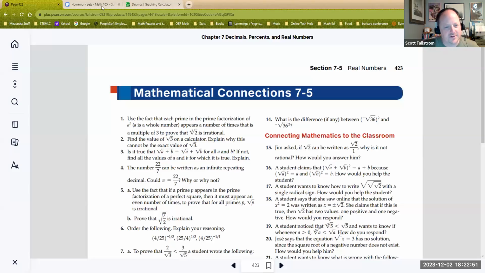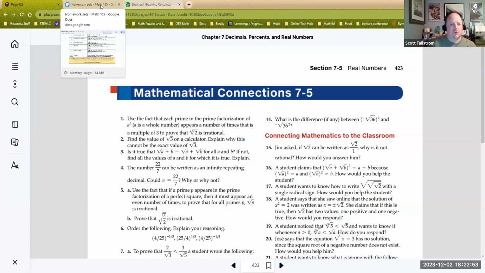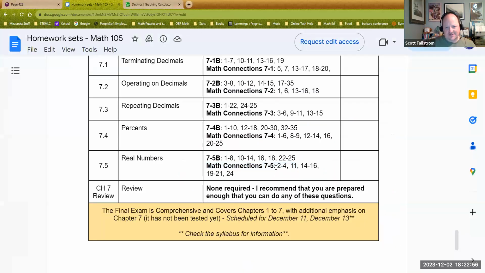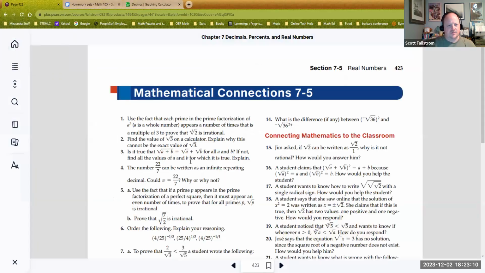Hello, students. We are into Math Connections 7.5. For this section, I've assigned 2, 3, 4, 11, 14, 15, 16, 19, 20, 21, and 24. So that's 11 questions. Not too bad. Let us take a look at those 2 through 4.